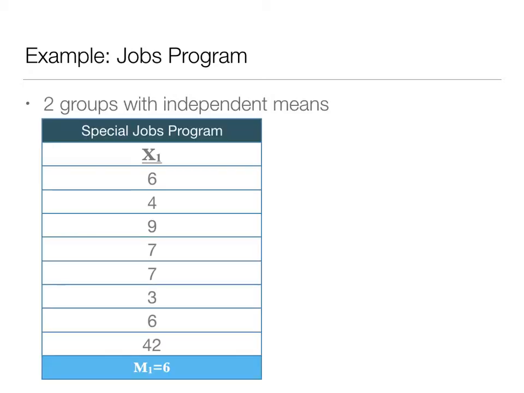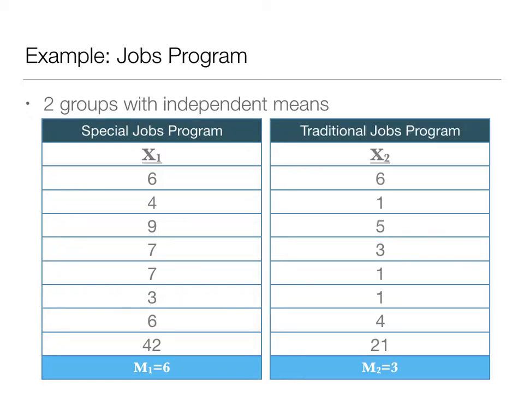So, Group 1, our special jobs program, we do our data, and this is what we measure on our dependent variable, how many job offers they get. Okay, and we get a mean of 6 for the special jobs program. The next 7 people in our traditional jobs program, this is how many job offers they get, and we have a mean of 3. So we can look at this with our eyes. 6 is more than 3. So maybe the special jobs program is making a difference.